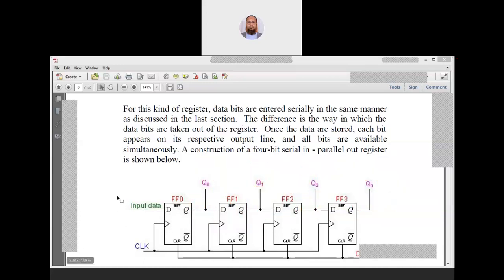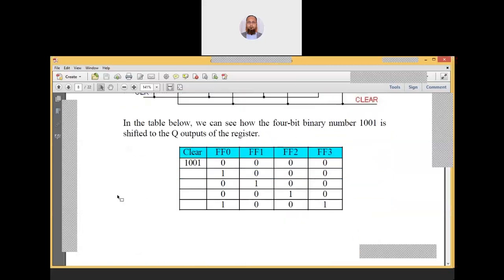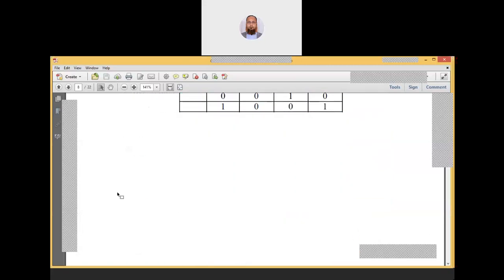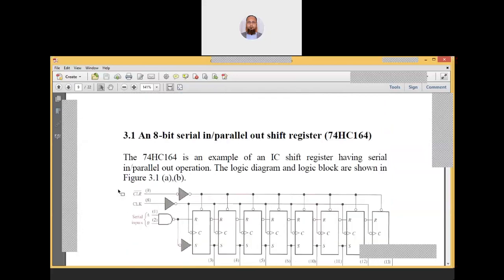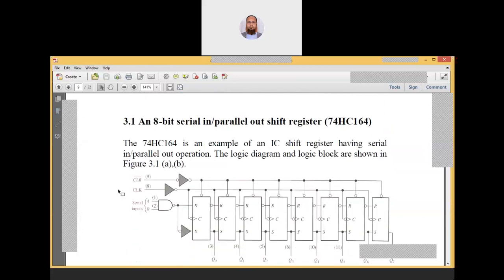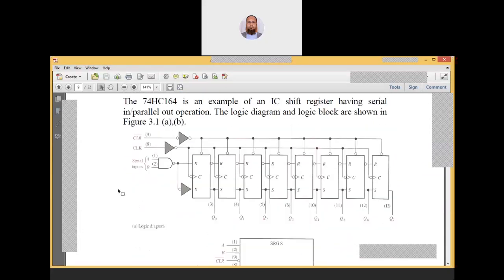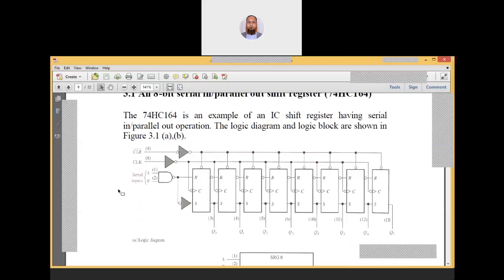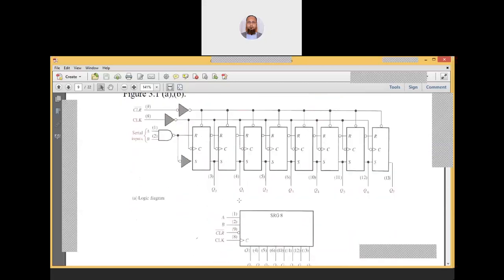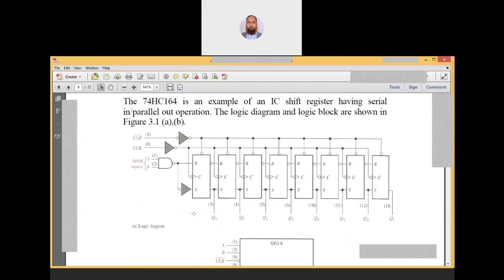So let's move ahead. This is a standard shift register, 74HC164. That is an IC. It has been standardized and an IC has been formed. It is an 8-bit shift register, and you can see how many flip flops there are: 1, 2, 3, 4, 5, 6, 7, 8 flip flops.